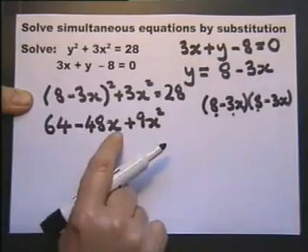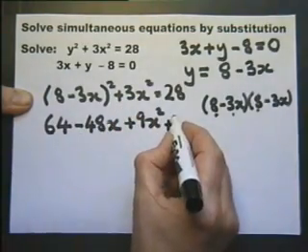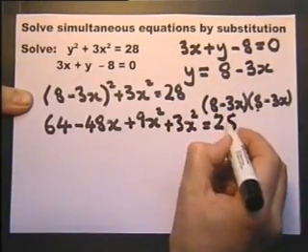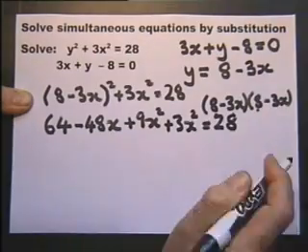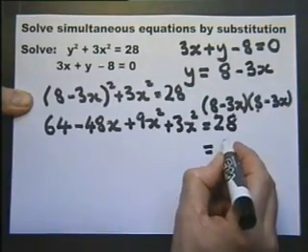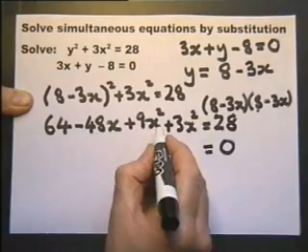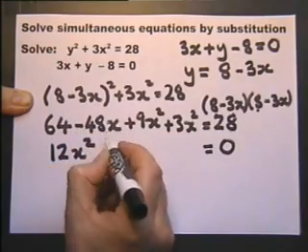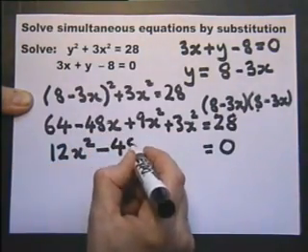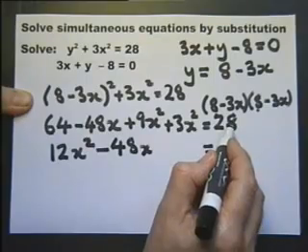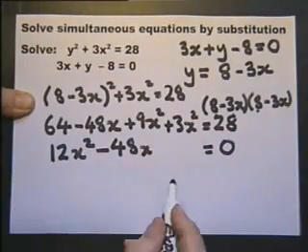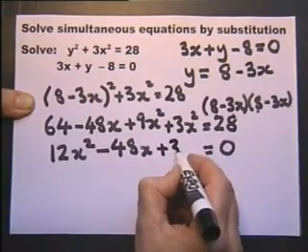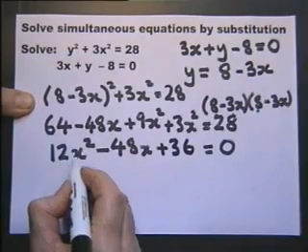Okay, so what have we got here? Plus that 3x squared equals 28. Now we've got a quadratic in x, and to solve that we write it so it equals 0. So we've got 12x squared there. We've got minus 48x there. And if we subtract 28 from both sides, 28 away from 64 in fact gives me 36, so I'll get plus 36. Now we need to factorise this quadratic.